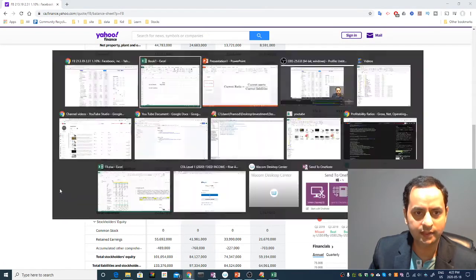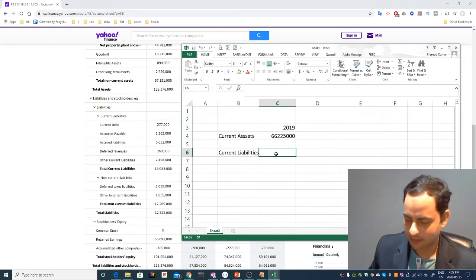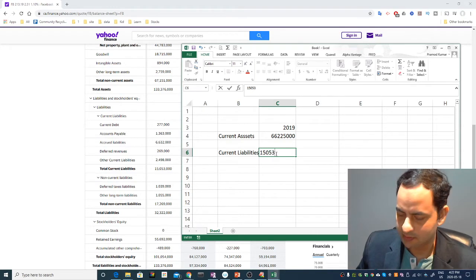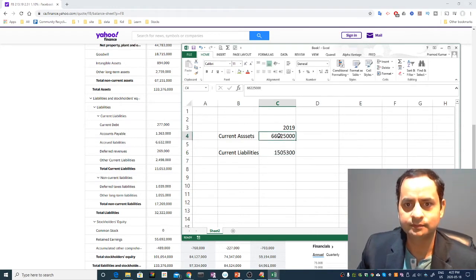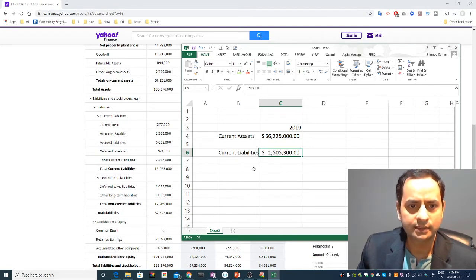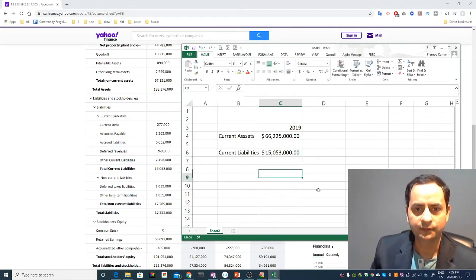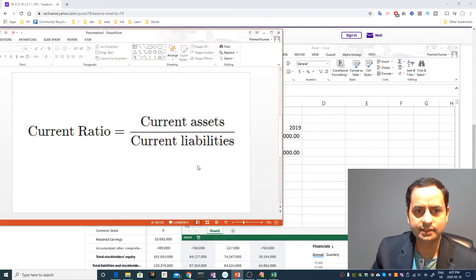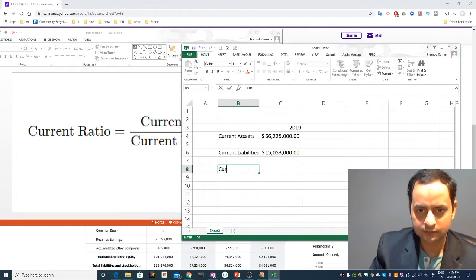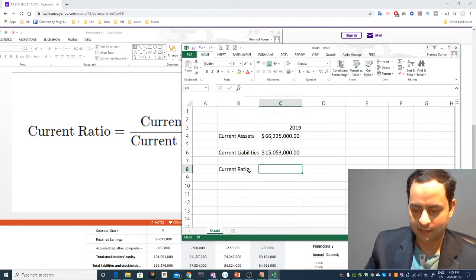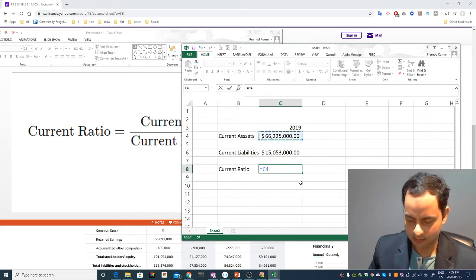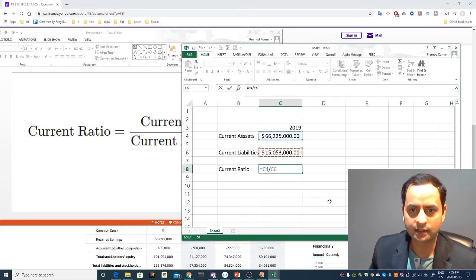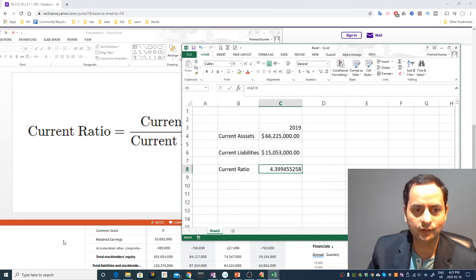These ratios are not very mathematically driven, as you can see, but the meaning is very important. I think I missed something here. Yeah, now it's okay. So just to show you the formula again, the current ratio is current assets divided by current liabilities, which is this one divided by current liabilities, which is almost 4, right?